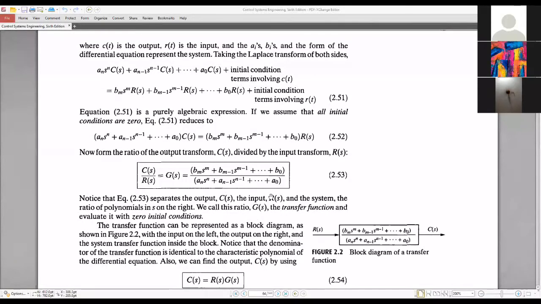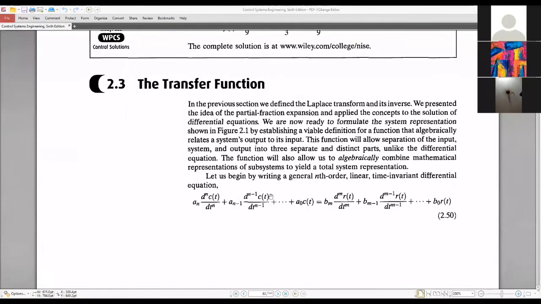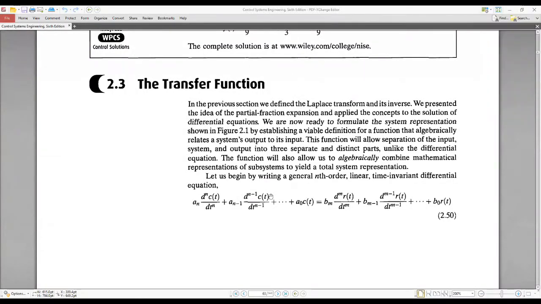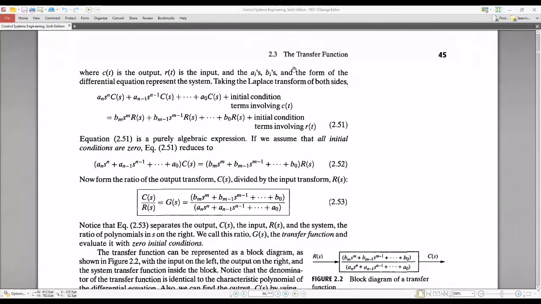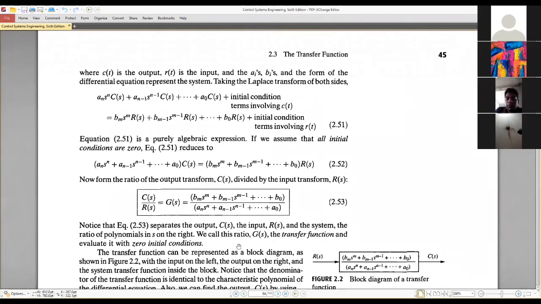So, transfer function. What is the transfer function? Transfer function is the, okay, let me do one thing. I have just disabled the, okay.